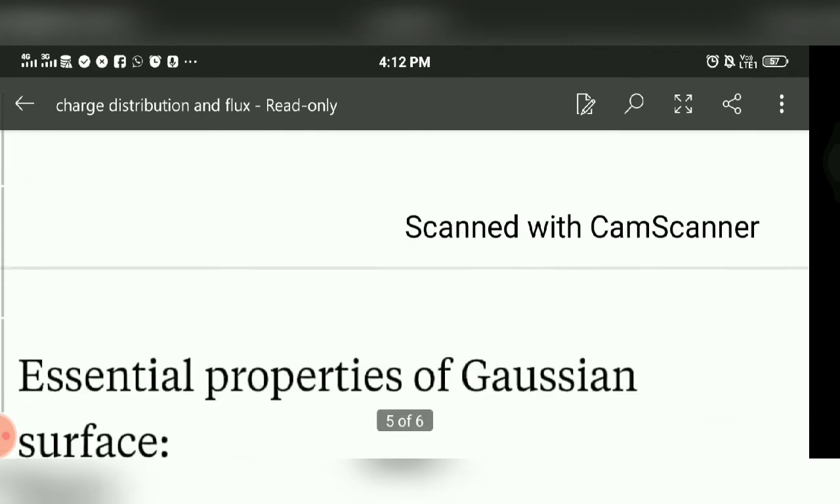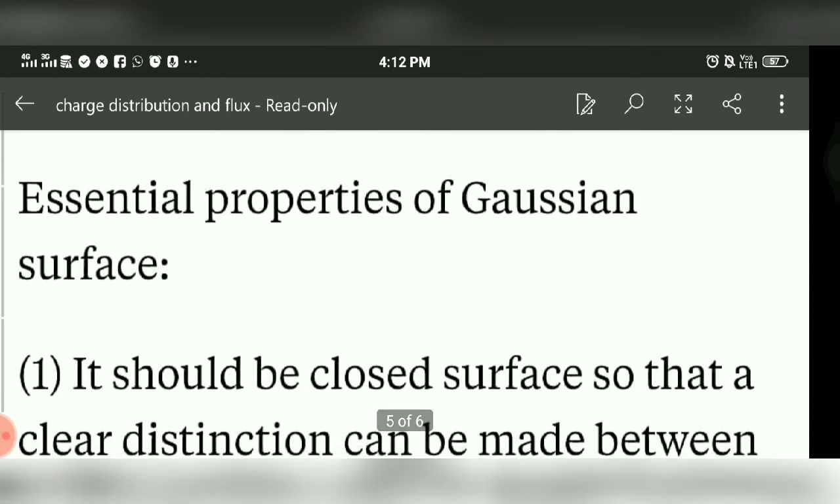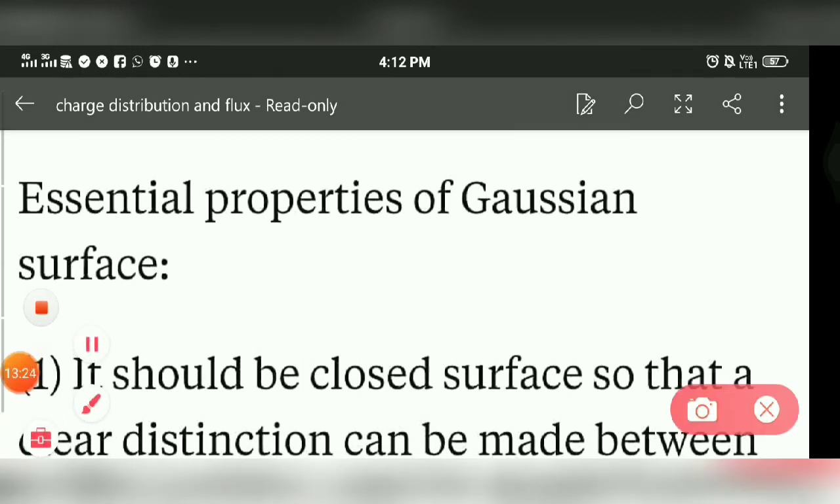Now let us discuss some essential properties of Gaussian surface. First of all, let us consider what is actually the use of this Gaussian surface. Why are we taking this? What is the use of the Gaussian surface? Why do we need this, or what do we have to do with it?